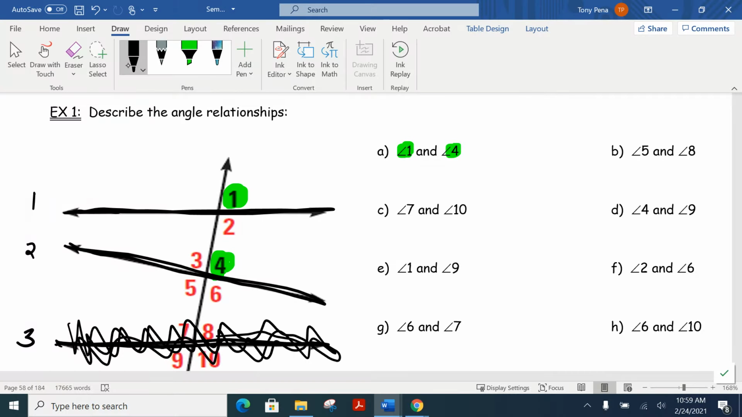Notice how when I create these 4 angles up here, the 4 angles down here, this green region is the upper right-hand angle. This green region where 4 is at is also the upper right-hand angle. So what we would call that pair is a pair of corresponding angles. All right.